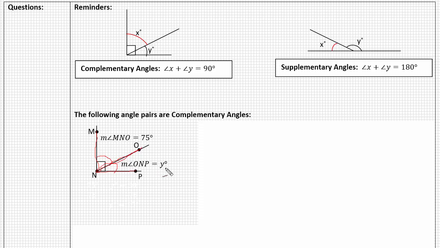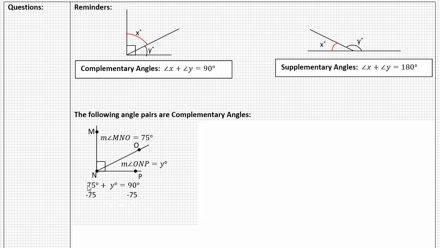We don't know that. So what we're going to do is use this fact that we can combine the measure of these two angles and know that they equal 90 to find this missing angle measurement. So here's what we know. We know that the angle of MNO is 75 degrees, and that when added to the angle measurement of Y degrees, that should equal 90 degrees. Now we can just use our equation solving skills to find the measurement of Y.